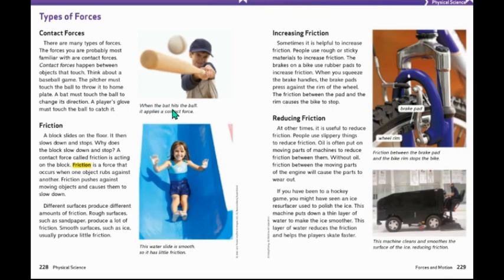Caption: When the bat hits the ball, it applies a contact force. So contact is when two objects touch. In this picture, they haven't touched yet, but they will. When this ball hits the bat, it's going to make contact with the bat, and then the force is going to hit it away.